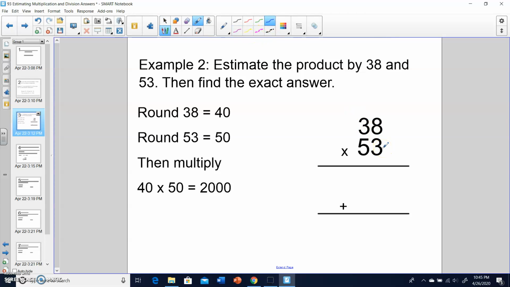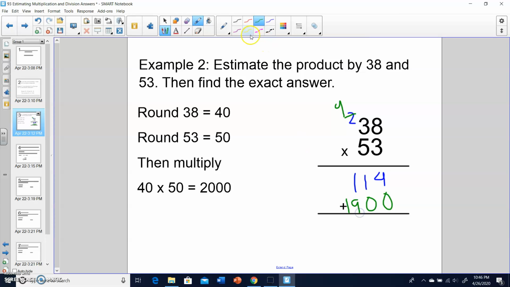Okay, so we'll try multiplying by the ones place. 3 times 38, so 3 times 8 is 24. And then 3 times 3 is 9, plus this 2 is 11. I'm going to switch to the tens place. So I'm thinking 50 times 38. Since I'm moving to the tens place, I'm holding with a 0. 5 times 8 is 40. So I'm bringing my 4 up. 5 times 3 is 15, plus that 4 is 19.